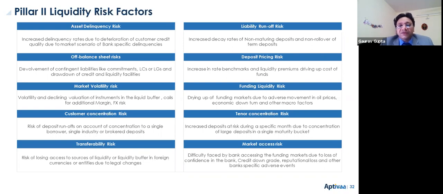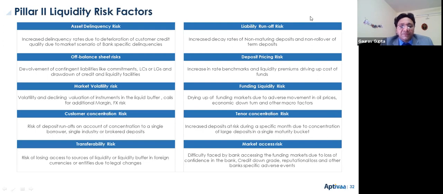So this covers the asset side of the balance sheet. On the customer concentration risk, this can occur if you are relying on a few customers, a few depositors, to provide most of your funding, then you are very much dependent on those particular customers. If there is any risk in that particular industry, then your funding might get disrupted.